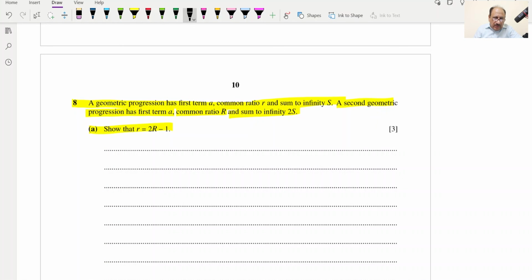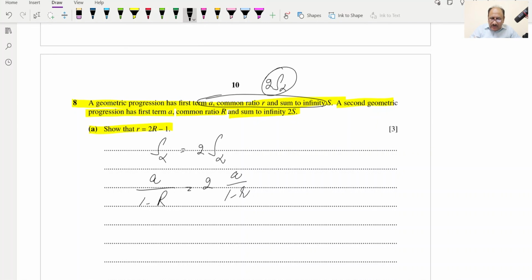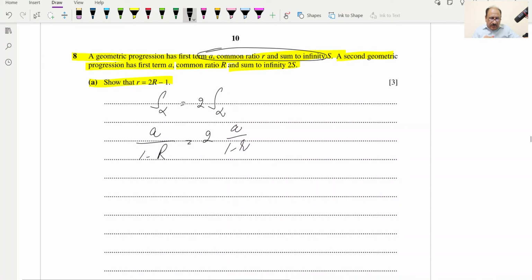So we can write the sum to infinity will be equal to 2S infinity, and we can use the formula A over 1 minus r. This will be in case of the first geometric progression, and for the second geometric progression we can take 2A over 1 minus capital R. So we have multiplied the first S infinity by 2 and equalized it to the second one. Hopefully you understood this.